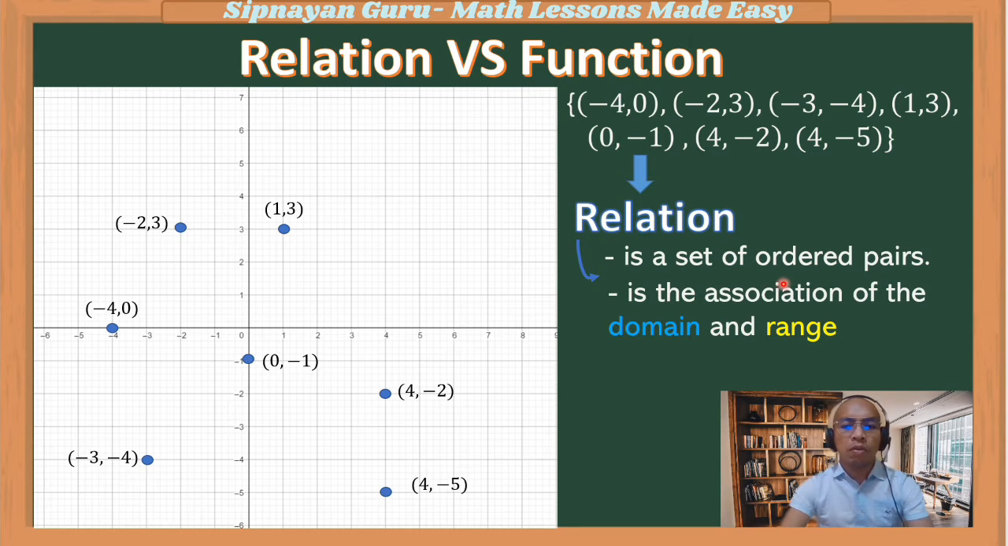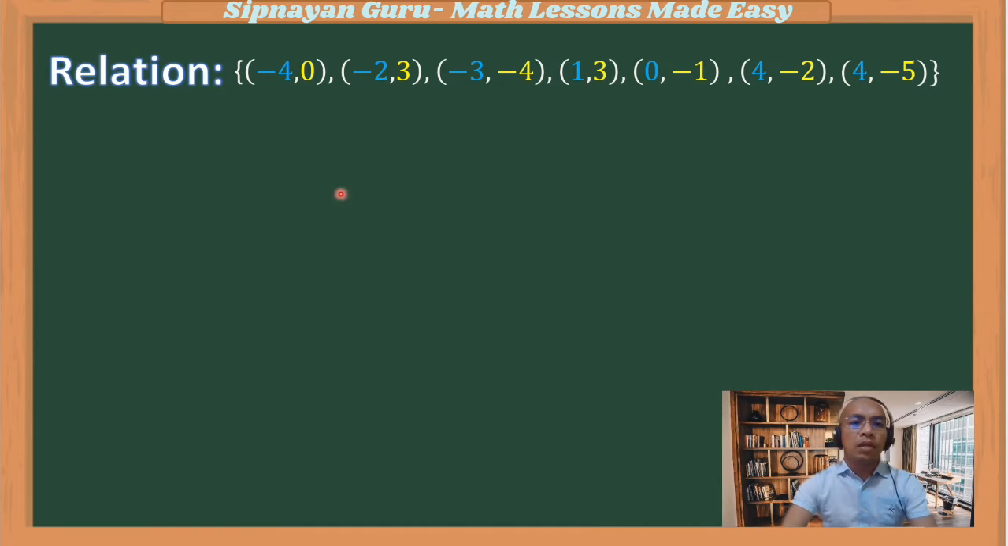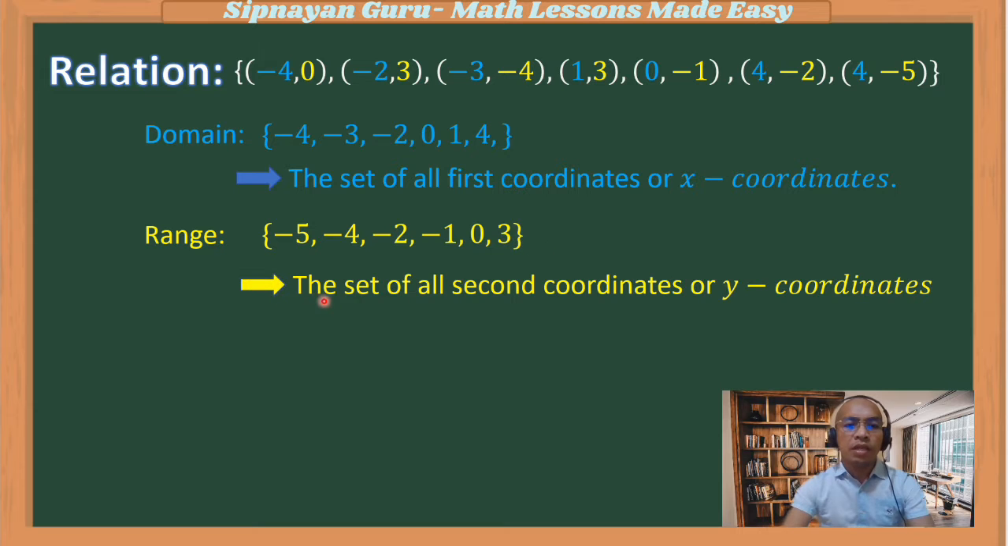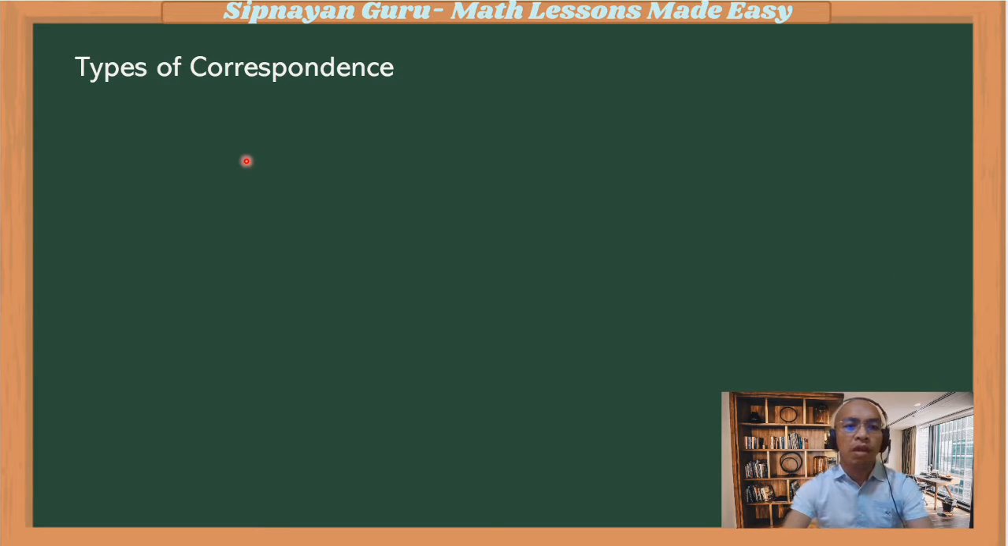So a relation is a set of ordered pairs, and this is the association of domain and range. Now in this set of ordered pairs, the domain is -4, -3, -2, 0, 1, and 4. These are the set of all first coordinates, the so-called x-coordinates. While the range, -5, -4, -2, -1, 0, and 3, is the set of all second coordinates, or the y-coordinates. We have three different correspondences in relation.